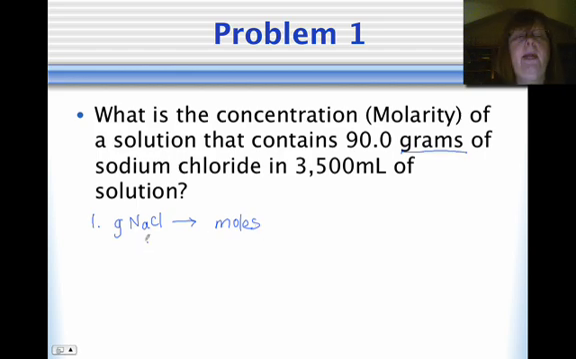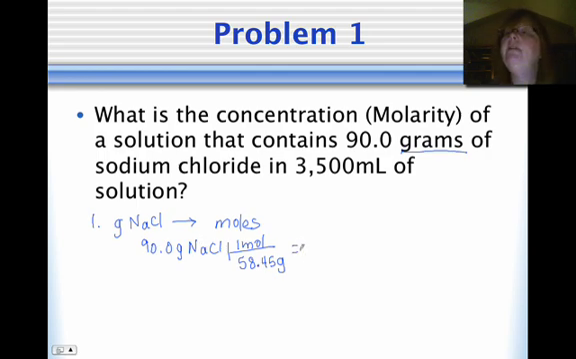We had 90 grams of NaCl. Grams to moles, I hope you're all thinking in your head, we need to divide by the molar mass. So 1 sodium plus 1 chlorine is 58.45 grams in a mole. So 90 grams divided by 58.45 gives us 1.54 moles of sodium chloride.